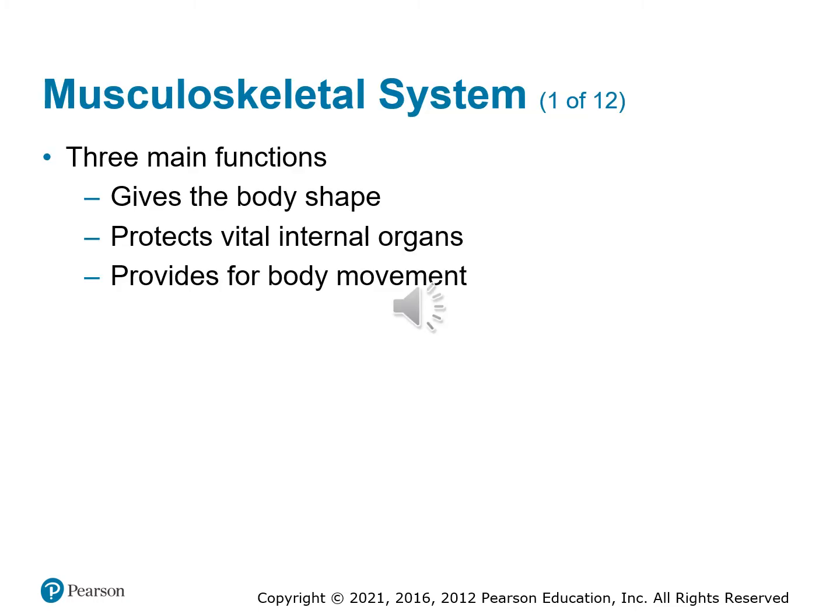Let's start with the musculoskeletal system. There are three main functions of the musculoskeletal system, and that is to give us shape, to protect the internal organs, at least the ones that are most vital for survival, and to provide us with movement. When we think about the musculoskeletal system, remember that this is going to include not only the bones, but also the muscles and how they work together.